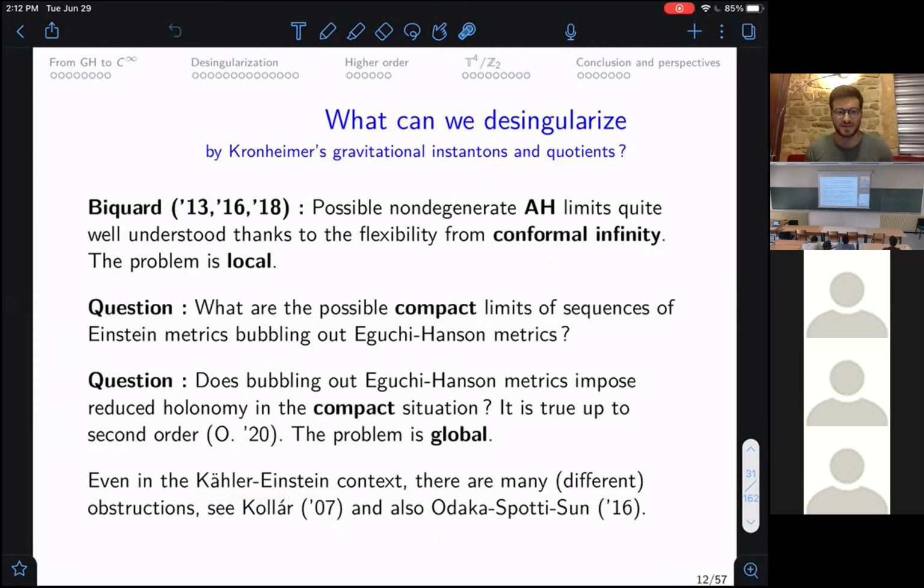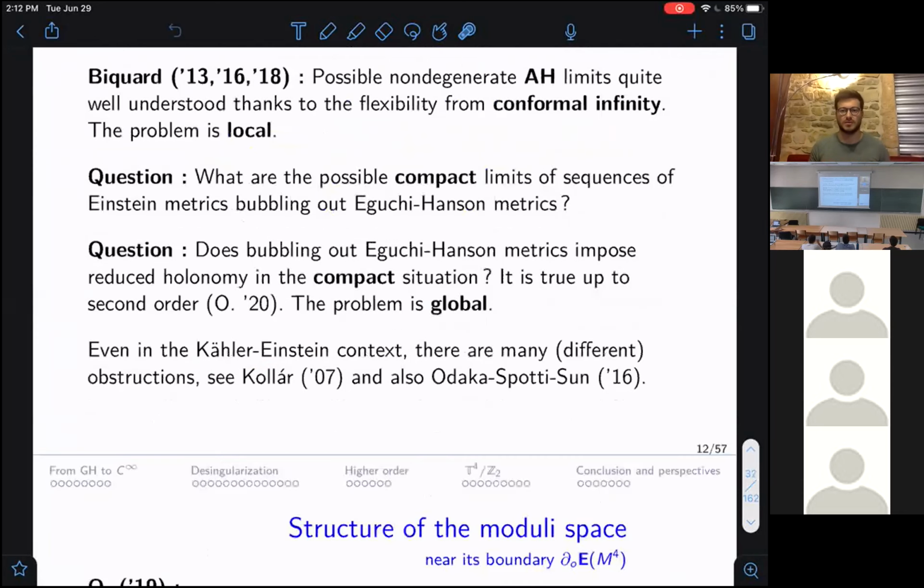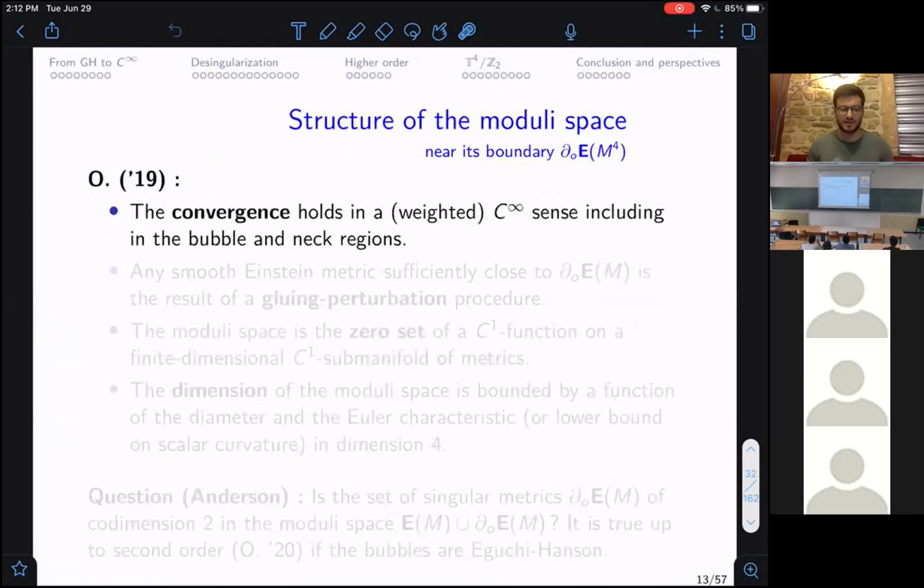Okay, so that's the desingularization question, but there is also another thing on which these desingularizations give some information, and that's the structure of the moduli space near its boundary. So just the structure of this completion. So the first one is a convergence result. The convergence is not only just a Gromov-Hausdorff convergence, it's C-infinity in some weighted sense. So it's a very strong convergence that will let us use some techniques from analysis, while Gromov-Hausdorff would not let us understand anything.